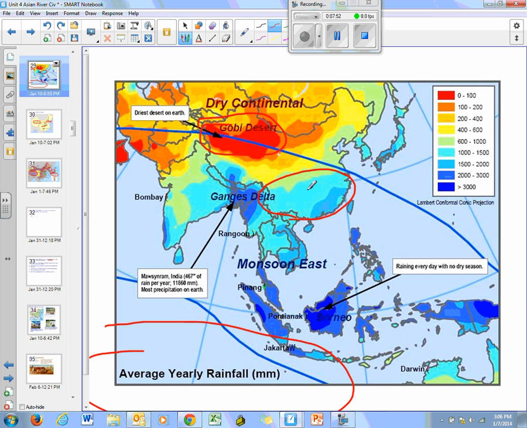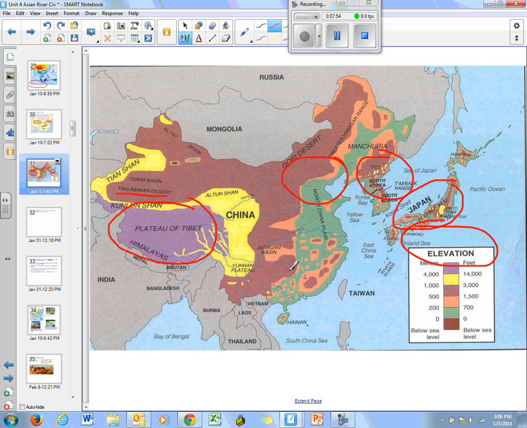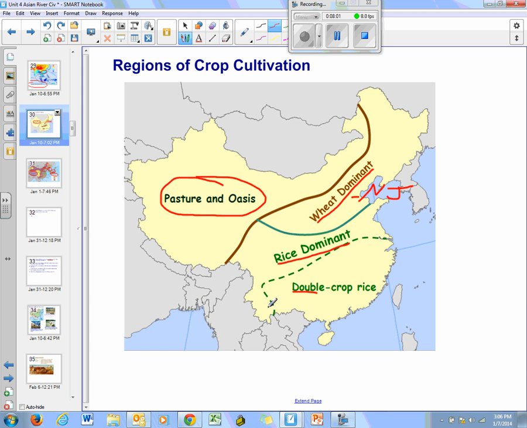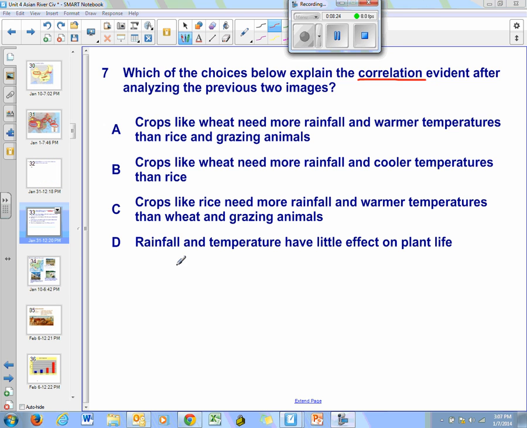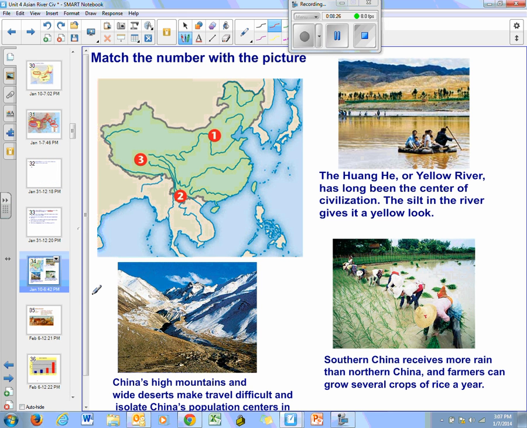A lot of this area is of a higher elevation, but also of a warm climate. So you have that terracing because of the elevation and the warm climate because of its geography, allowing there to be a lot of crop cultivation in the south of China. So that's the correlation. Because of the warm weather and the rainfall, we have that much crop cultivation in the south of China. Now that you've had the discussion, let's move on to the next slide.